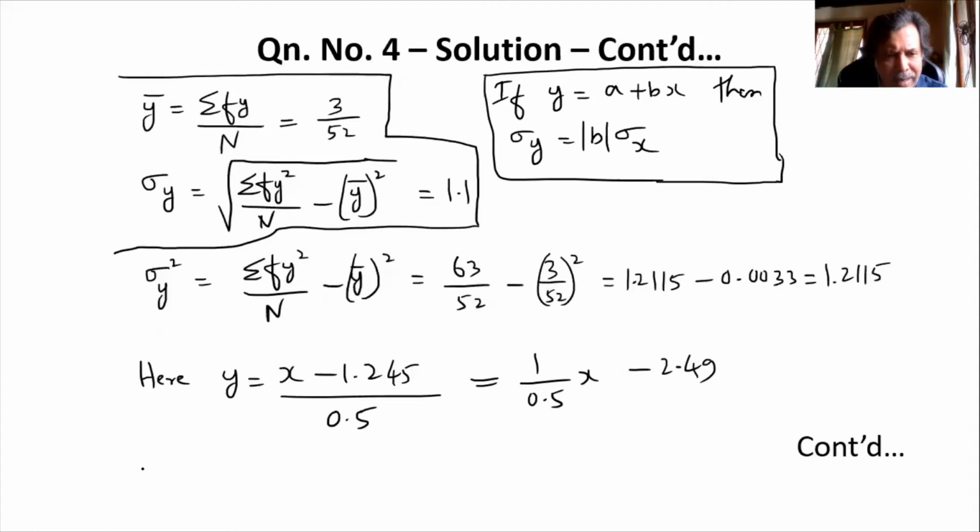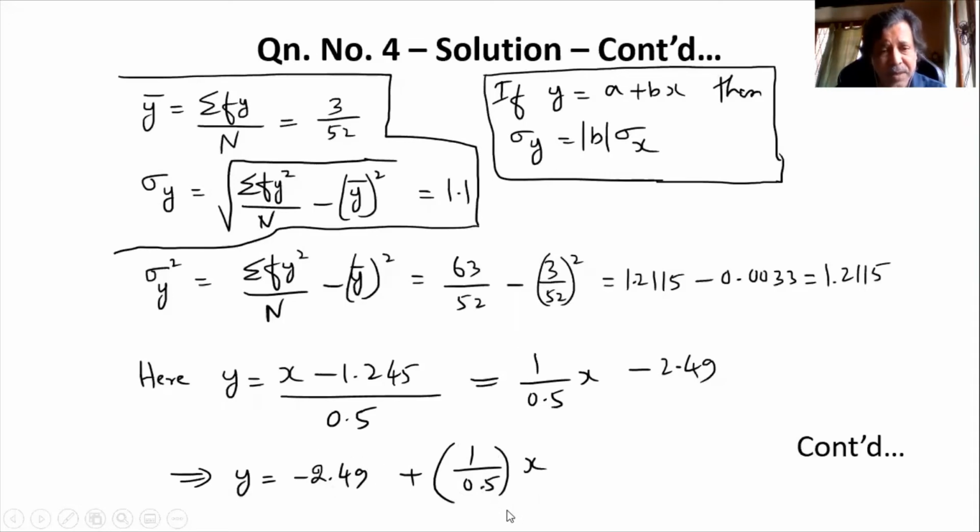So I can rewrite this as y equal to a, where a means a number without the variable. So that is negative 2.49, plus b times x. What is b here? It is 1 by 0.5 times x. So negative 2.49 is our a, and 1 by 0.5 is our b.